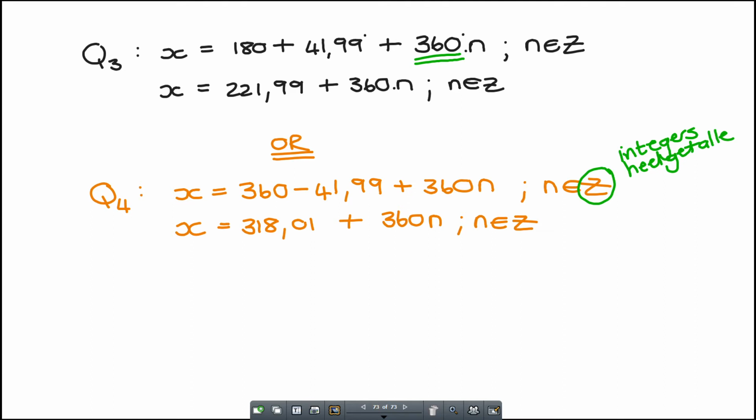Okay, nou, om gou vir jou te verduidelik hoekom ons dit daai algemene oplossing het, kan ek dit op die volgende bladsy vir jou skryf? Anyone still copying here? Okay.